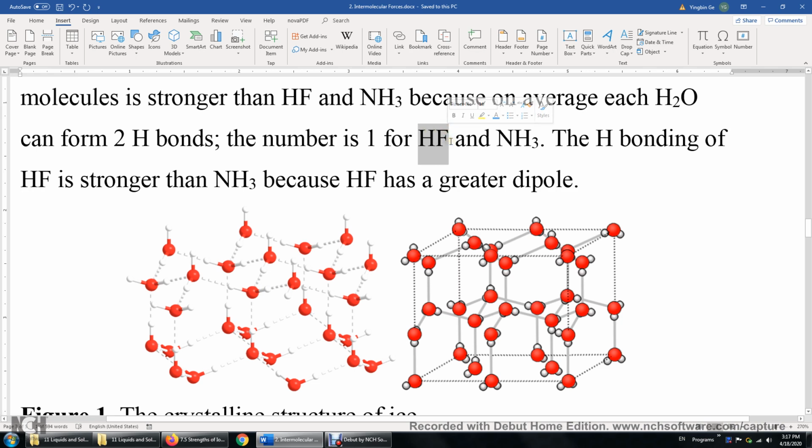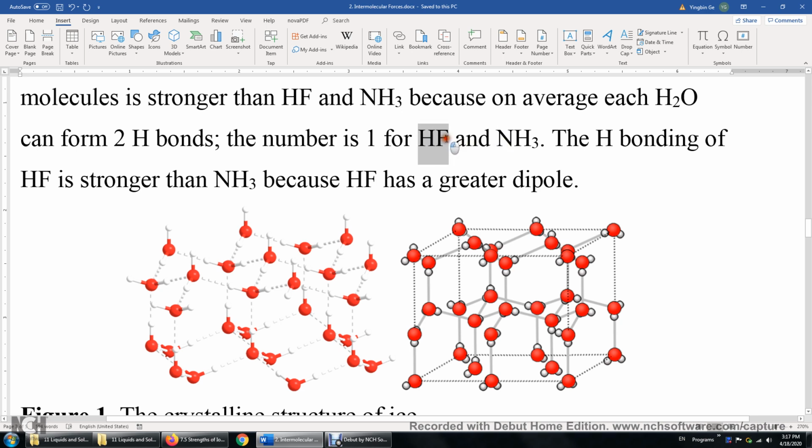For hydrogen fluoride, because each hydrogen fluoride contains only 1 hydrogen atom, therefore, on average, there's only 1 hydrogen bond per molecule. NH3. We do have 3 hydrogen atoms available, but this nitrogen has only 1 lone pair. Therefore, there's only 1 hydrogen bond per ammonia molecule.